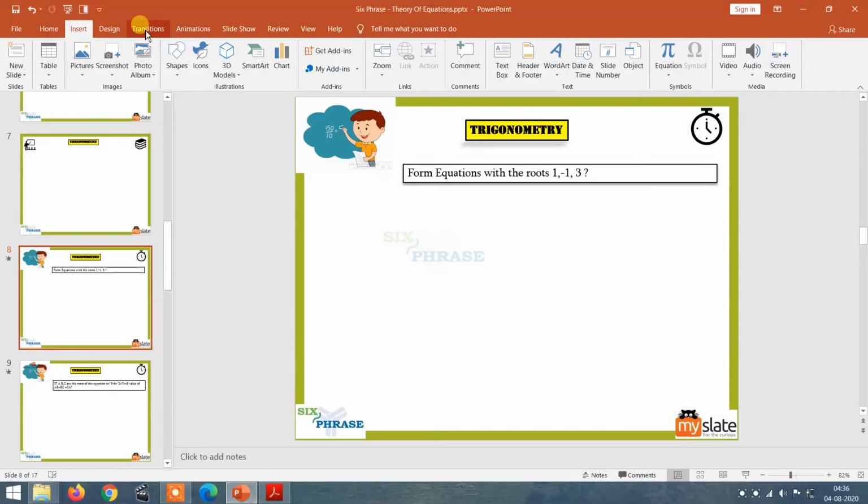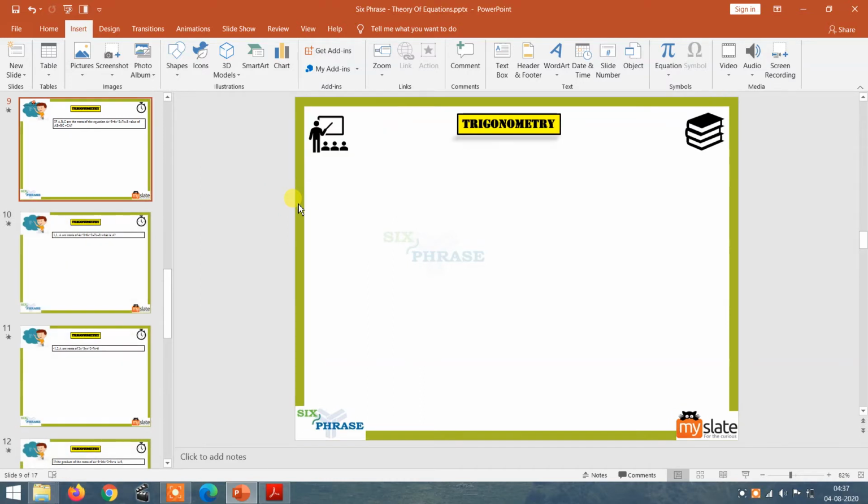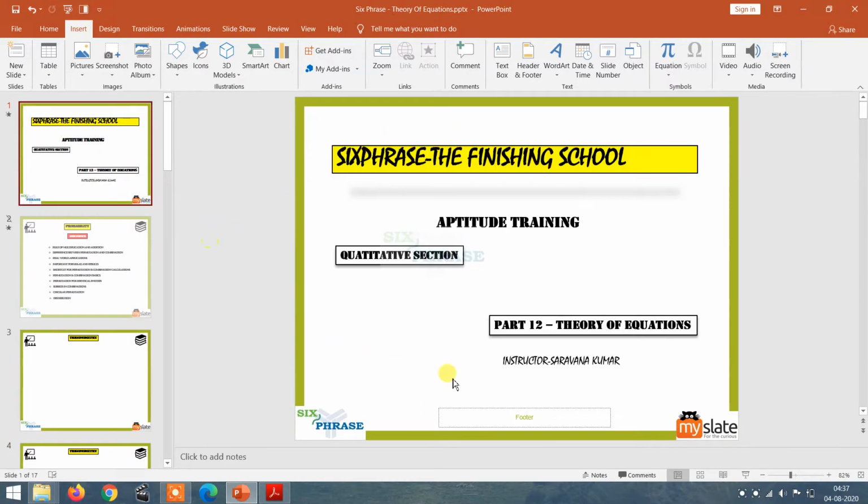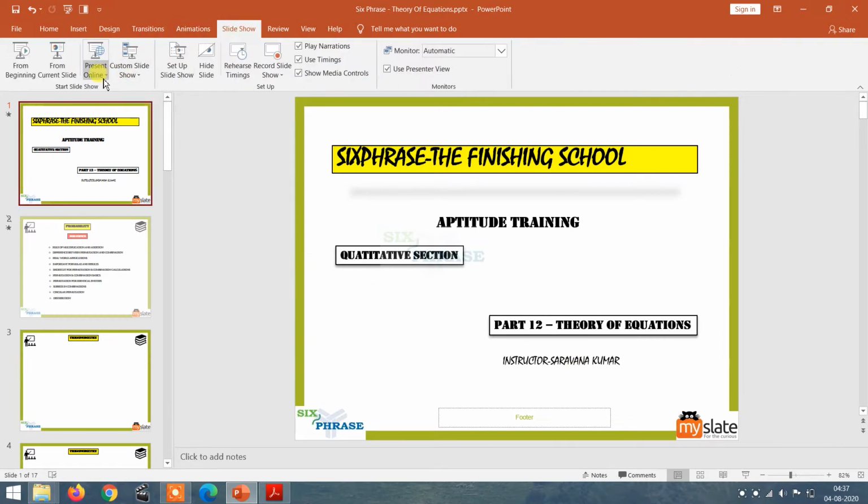So before starting, we'll look at some of the basics of equations. This topic is theory of equations, and we'll be looking at some of the basics so that you get an understanding of how to solve these problems that I have lined up for you. Okay, so as you see, the topic here is theory of equations, and we shall get started, guys.